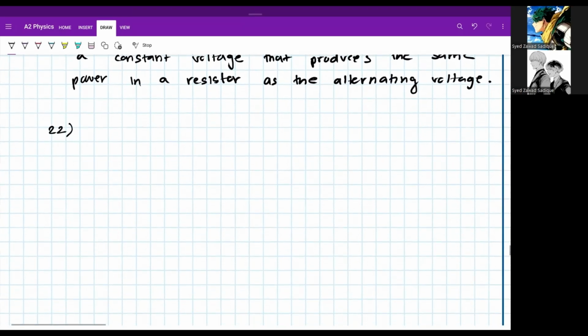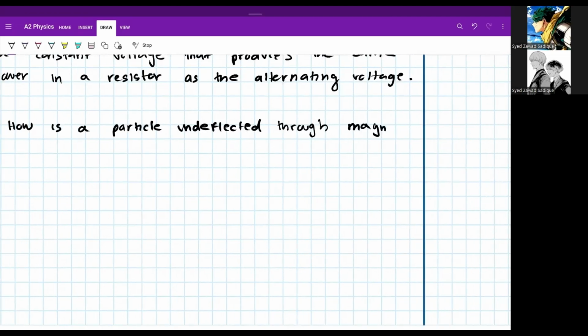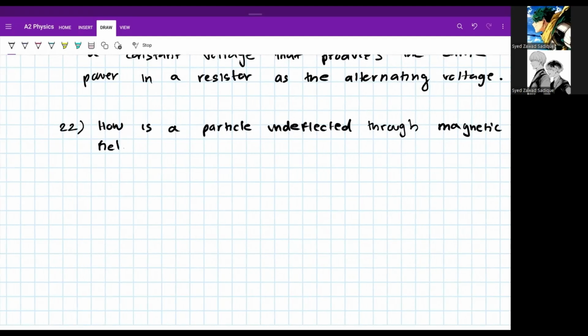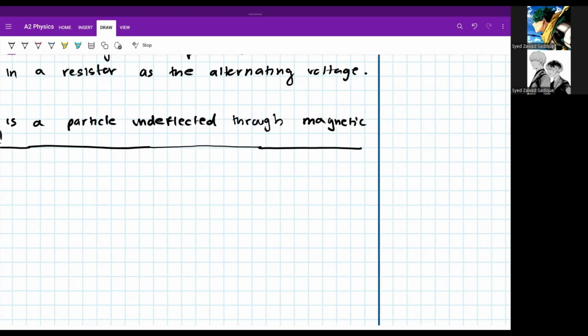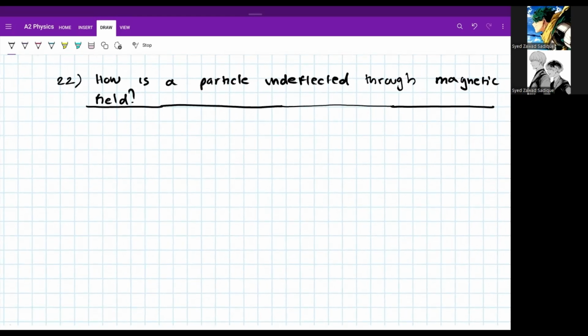So one is, how is a particle undeflected through a magnetic field? The answer is 1. Particle experiences a force up or down.